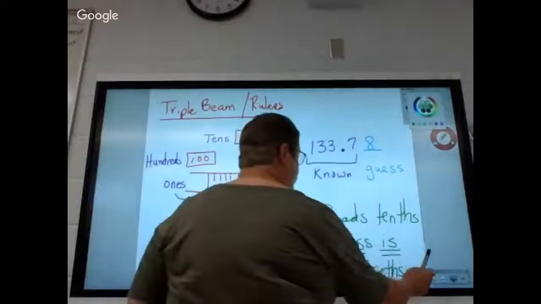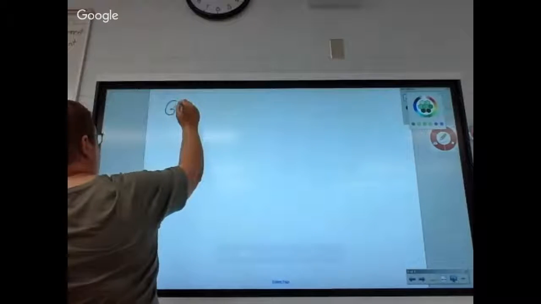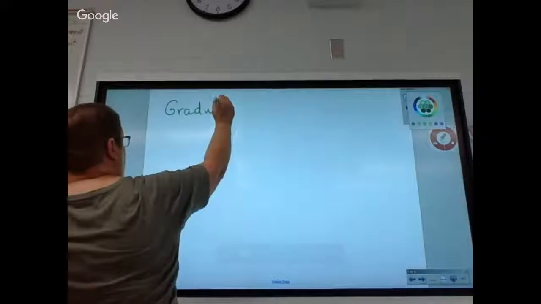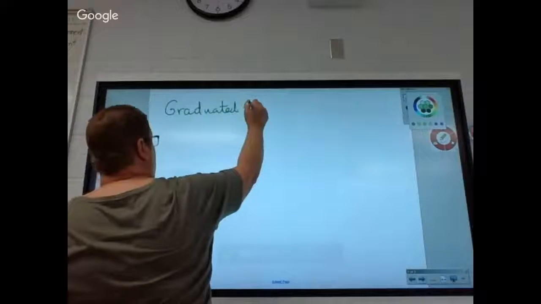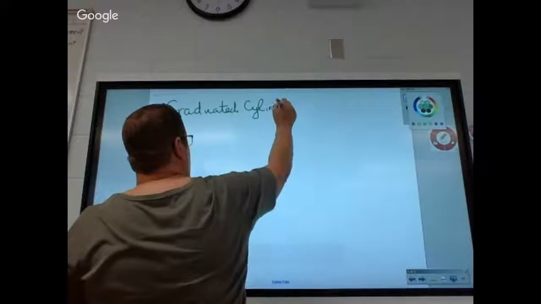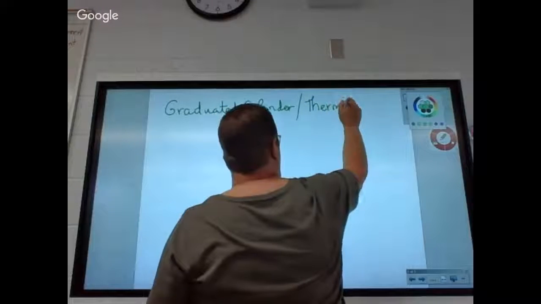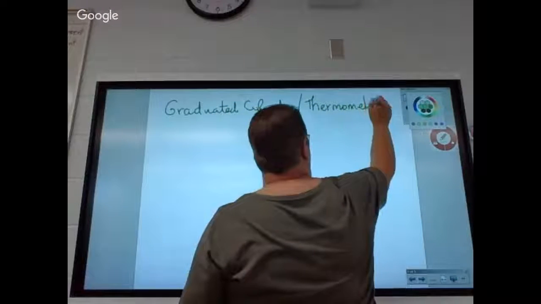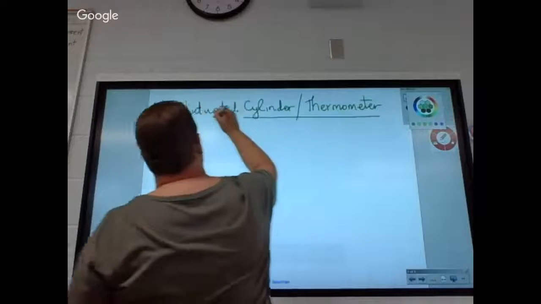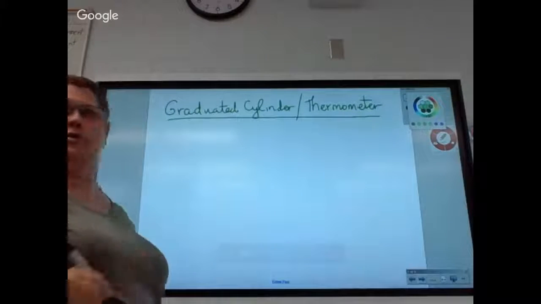Now, the graduated cylinder, for example, and the thermometer, the graduated cylinder and the thermometer don't.